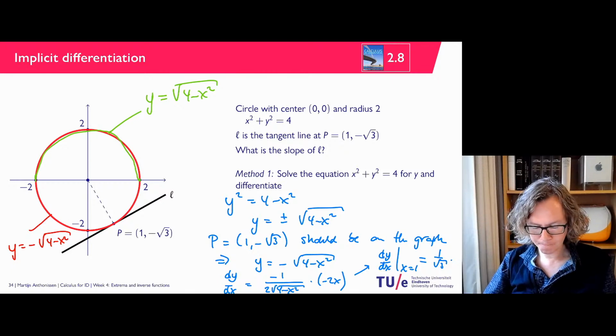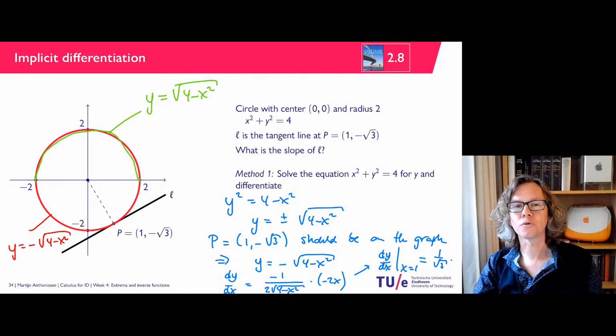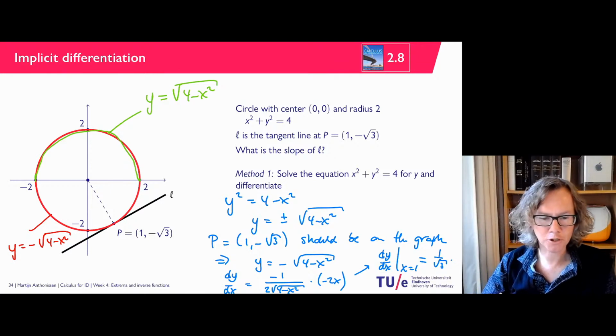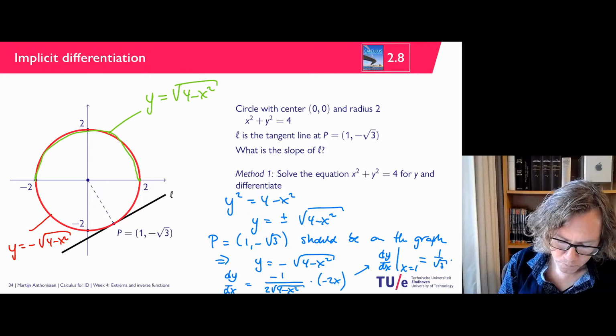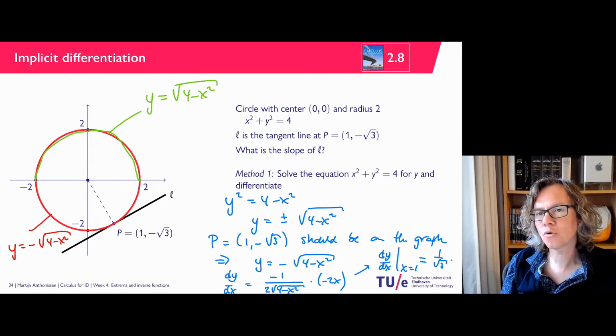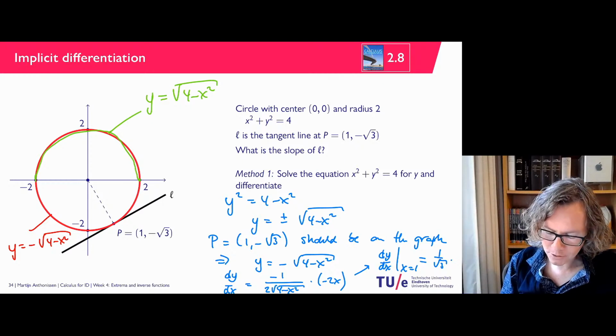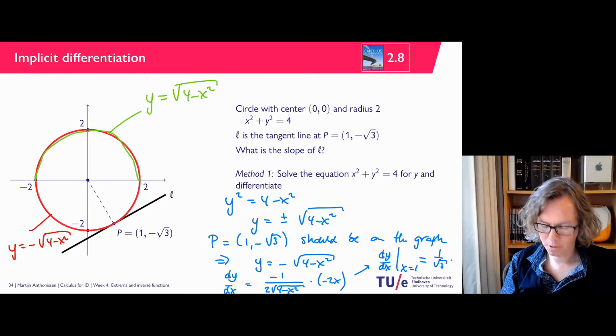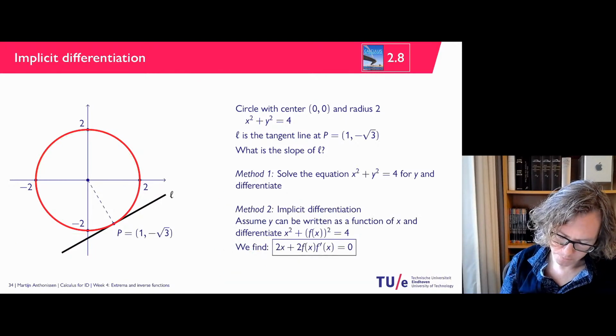Now, that's one way to do it. There is one more way, which is called implicit differentiation. And what you do is you do not do this, so you do not solve for y. You look at this equation and you differentiate the equation. So it works like this.